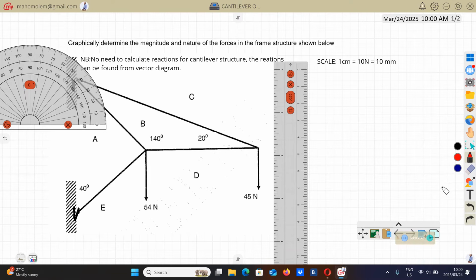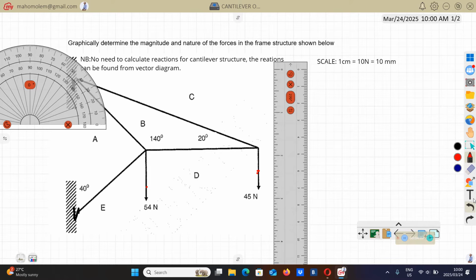So when you draw this, you start with the known forces, or the external forces. I'm talking about these forces. So we're going to draw parallel lines. Those parallel lines will represent these forces. The first force that I'm going to start with will be this one. This force has a magnitude of 45. According to this scale, 45 will be equal to 4.5 centimeters.